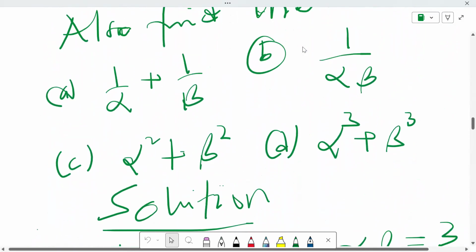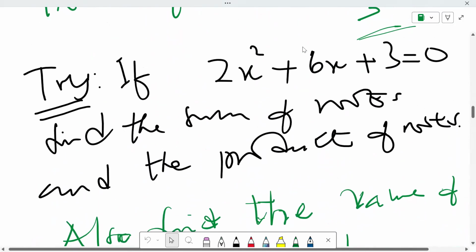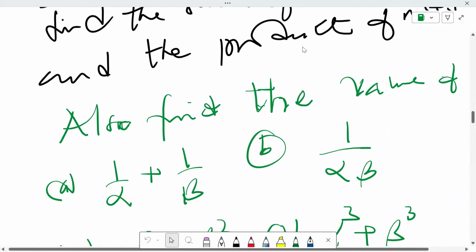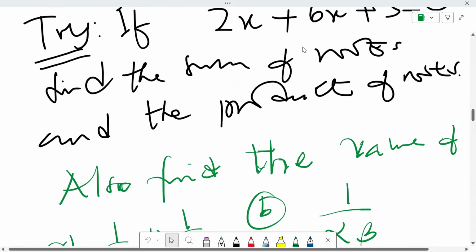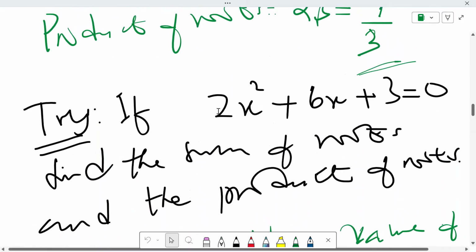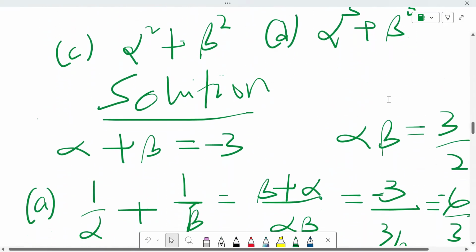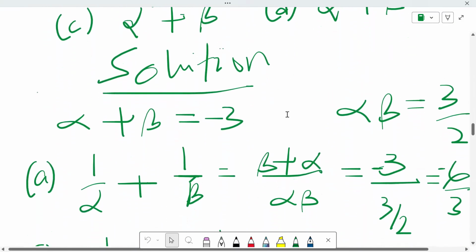So right from the equation that was given, 2x squared plus 6x plus 3, our alpha plus beta will be -3, because what we'll do over here is divide through by 2 so that the coefficient here will be unity. And there will be 3 on 2 there. So the sum of roots will be -3, and the product of roots will be 3 on 2. So we take note of that. Alpha plus beta is -3, the sum of roots. Then alpha beta, the product of roots, is 3 on 2.